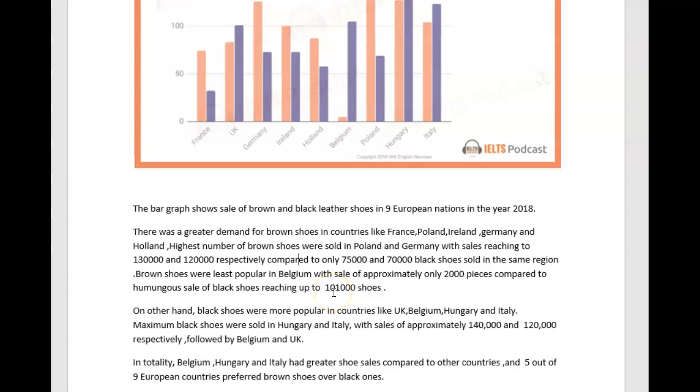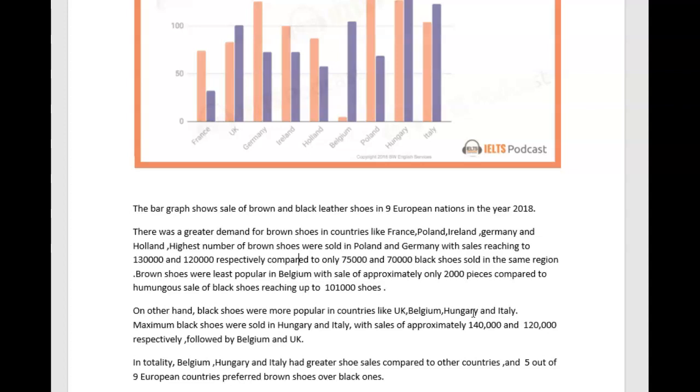On the other hand, black shoes were more popular in, again, don't say it like that, just say were more popular in UK, Belgium, Hungary, and Italy. Not maximum, because that means that you can't go any higher. So what you want to say here is the most black shoes were sold in Hungary and Italy, with sales of approximately 140,000 and 120,000 respectively, followed by Belgium and UK. In totality, Belgium, Hungary, and Italy had greater shoe sales compared to other countries, and 5 out of 9 European countries preferred brown over black. Okay, brown over black. All right, fine.